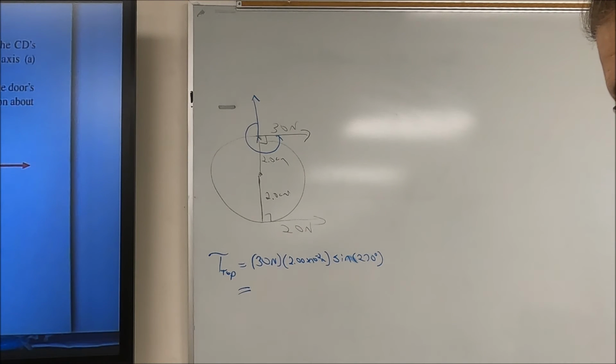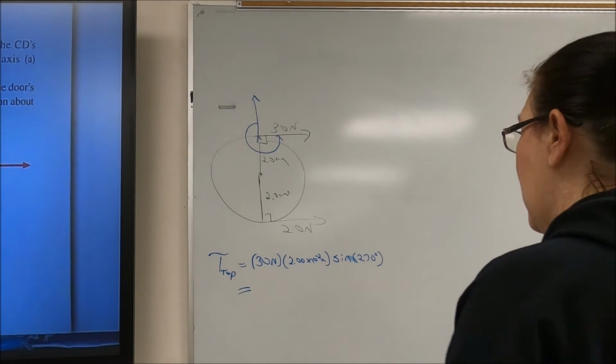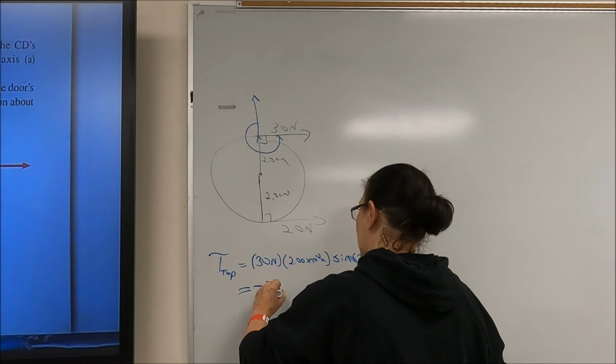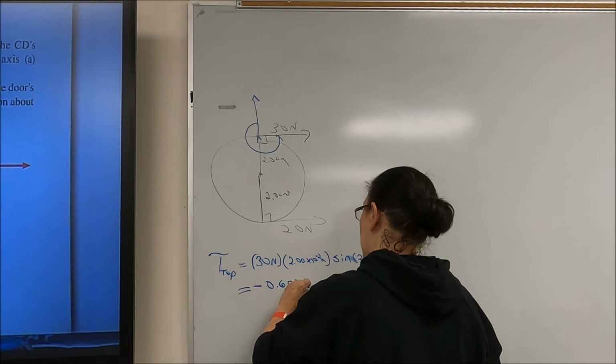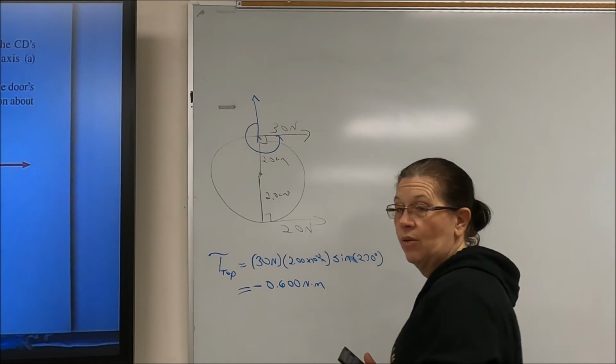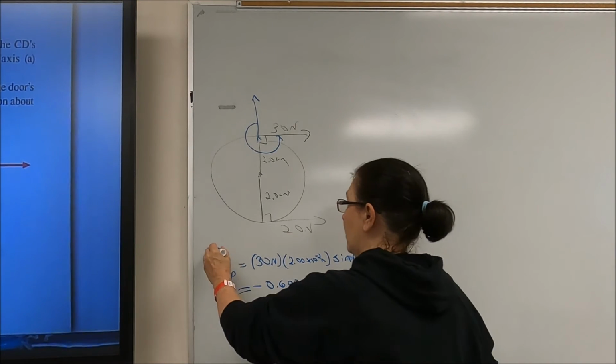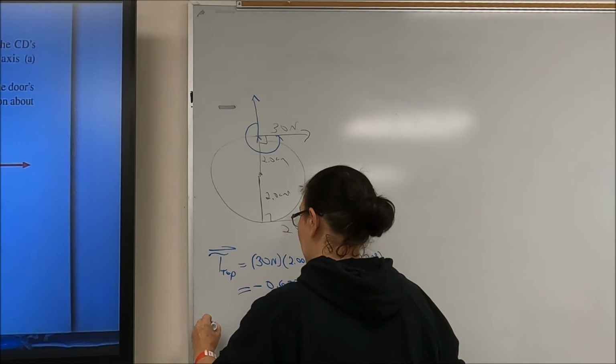So 30 times 2 times 10 to the negative 2 times sine of 270, and I get a minus 0.600, and the units are Newton meters. And torque is a vector.